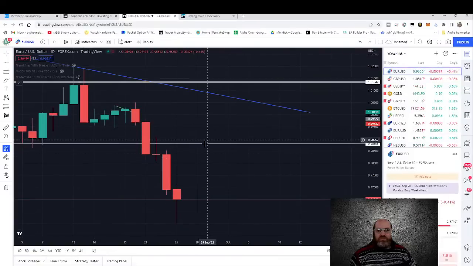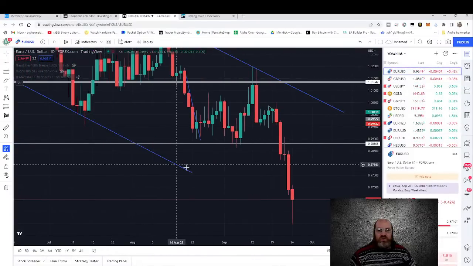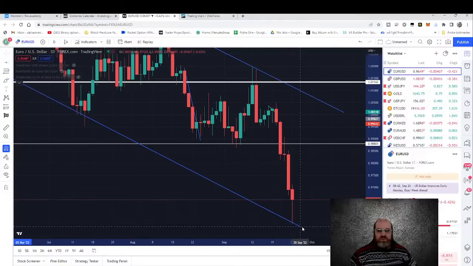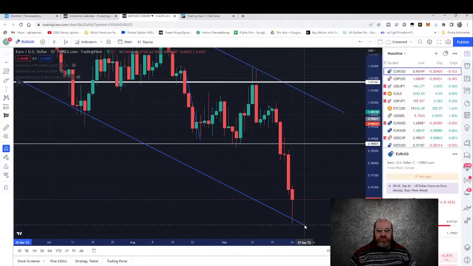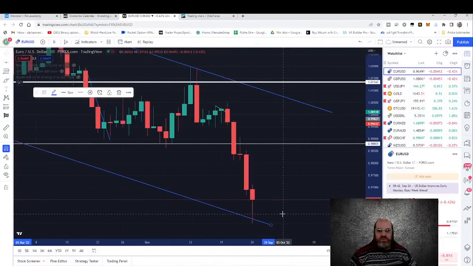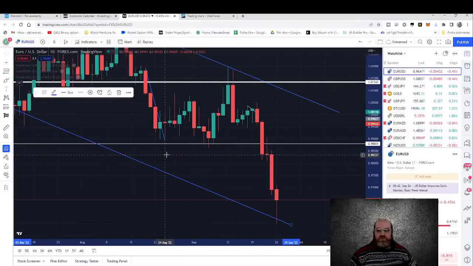Euro against dollar. There has been a very strong move down. We are not that surprised because you can see that our trend line basically tells us that we could go down to this area here. We have been waiting for this move down for euro against dollar for a very long time.